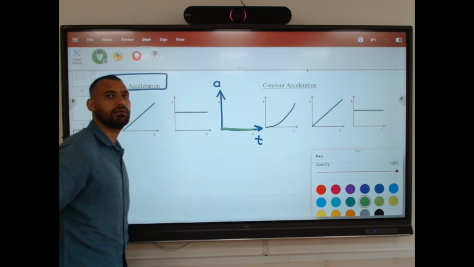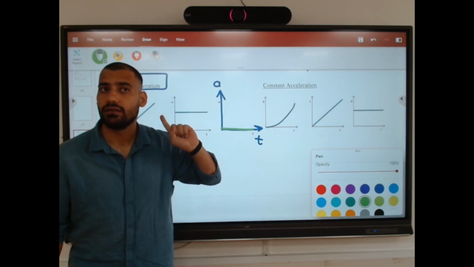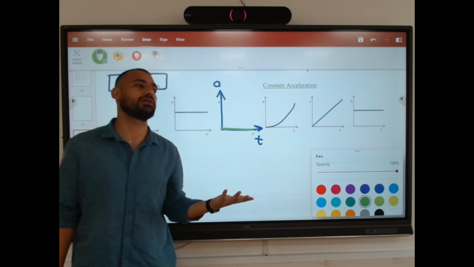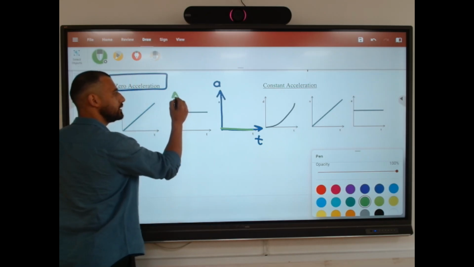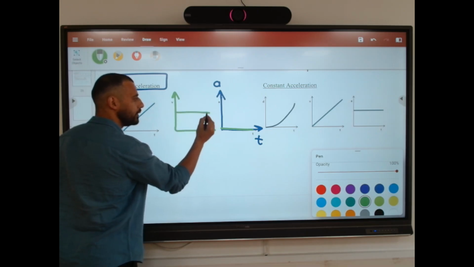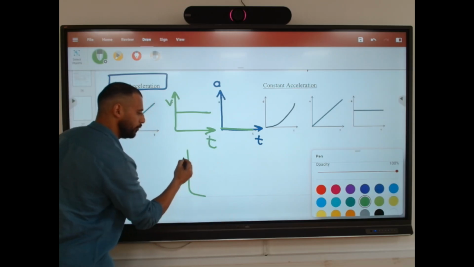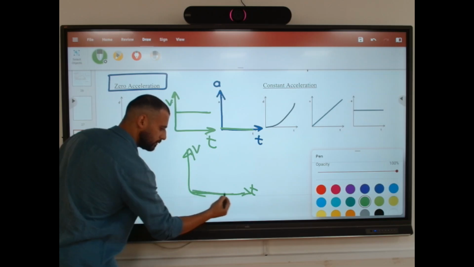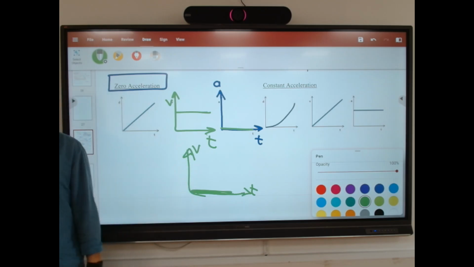Zero acceleration, isn't it? But when the acceleration is zero, what will be the velocity? When acceleration is zero, there is no acceleration. The velocity will be zero or constant. So can I say the velocity time graph will be constant? Yes, we can also say this. No problem in this. The velocity time graph can also be this. Velocity is zero, acceleration also zero. It is possible, because there is no change here as well.